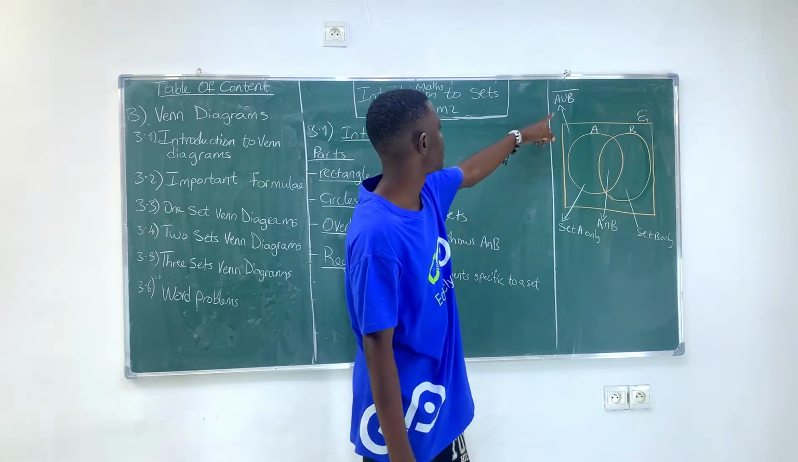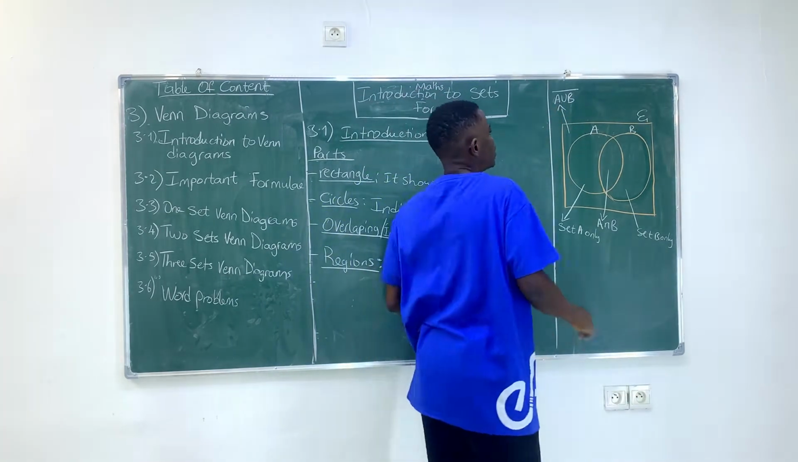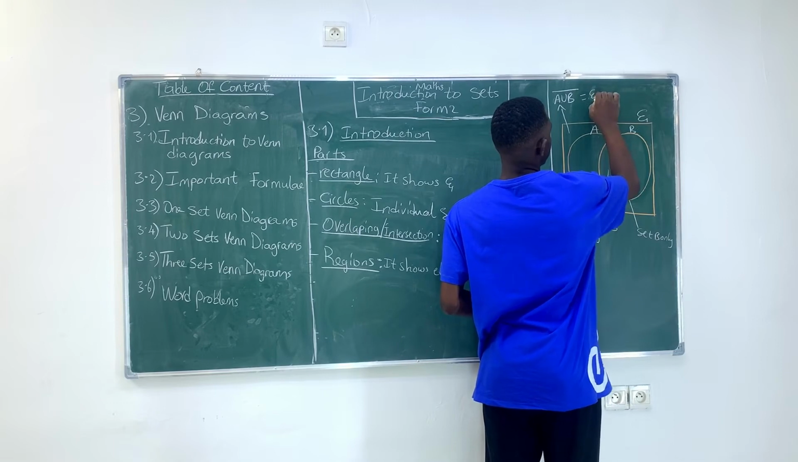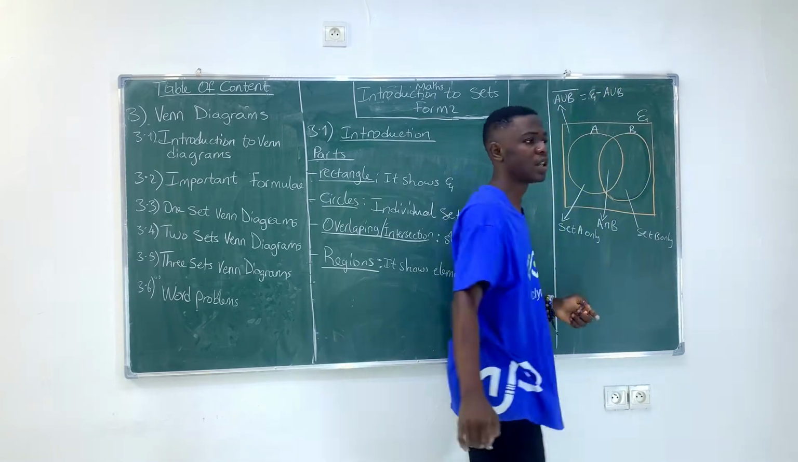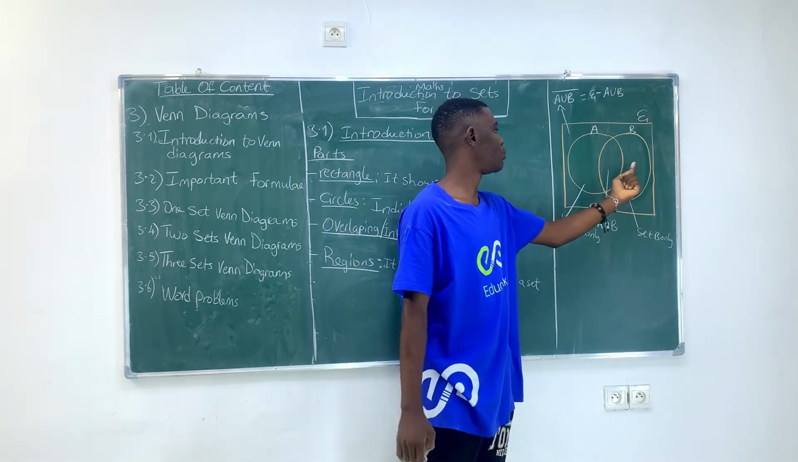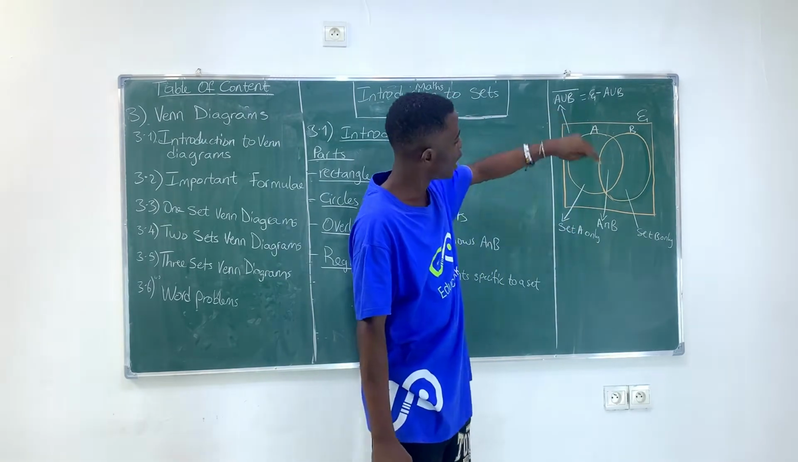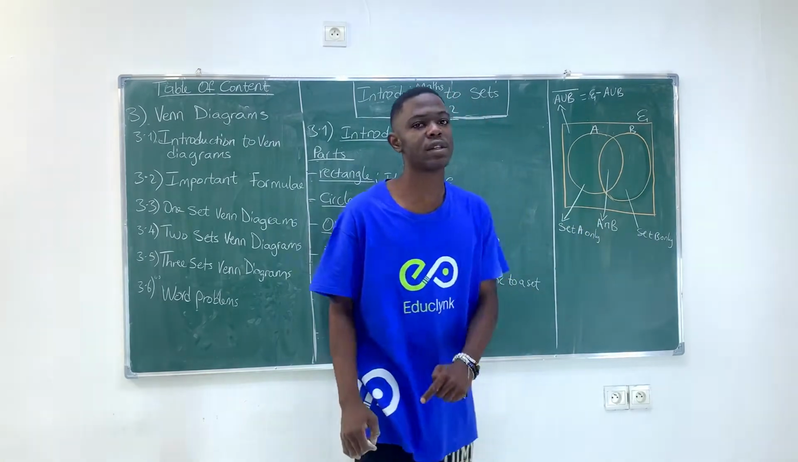Anything that is inside A and B, or not inside A and B but inside the universal set, you can represent as the universal set minus A union B. It means everything that is not in this set, not inside A and B and not inside A intersection B. Outside of the two sets, but inside the whole box, the whole universal set.